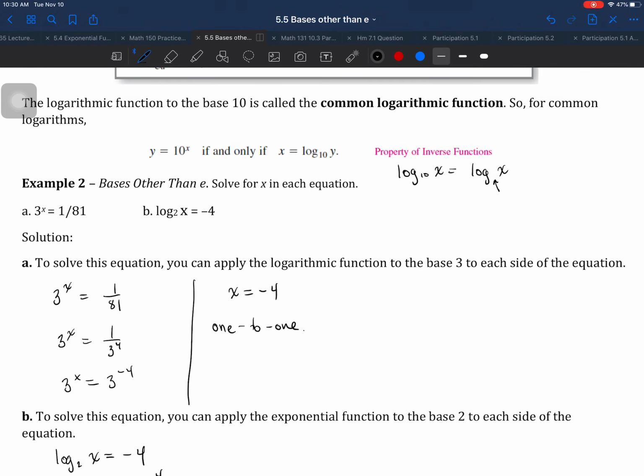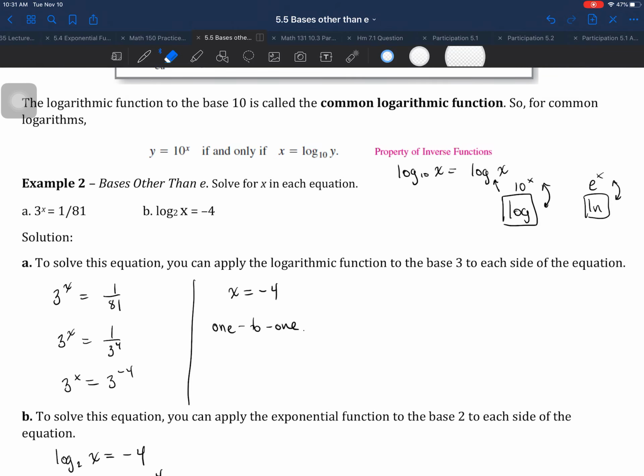In fact, you will see the log button, and on top of it you will see 10 to the x, and that's not a mistake. They put those together because those two are inverses of each other. Just like on your calculator, ln and e to the x are inverses of each other, and they both have the same base.